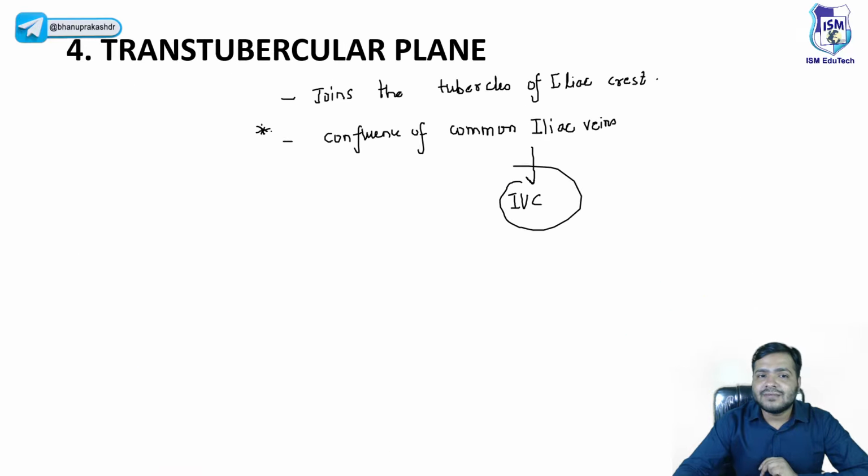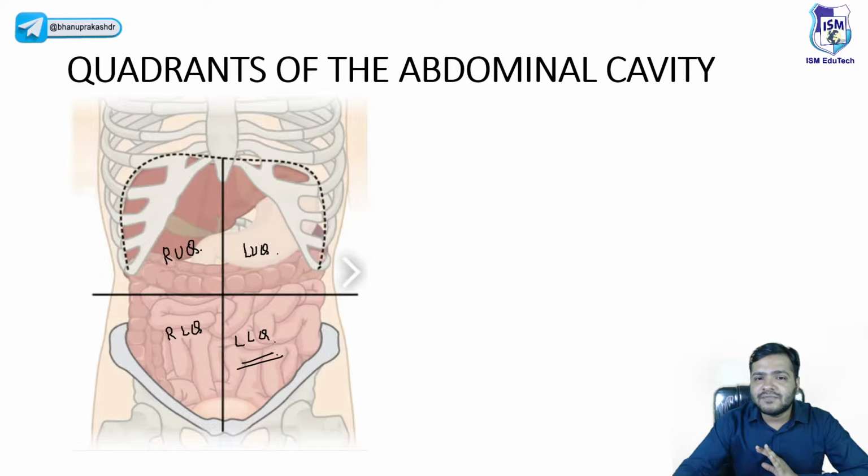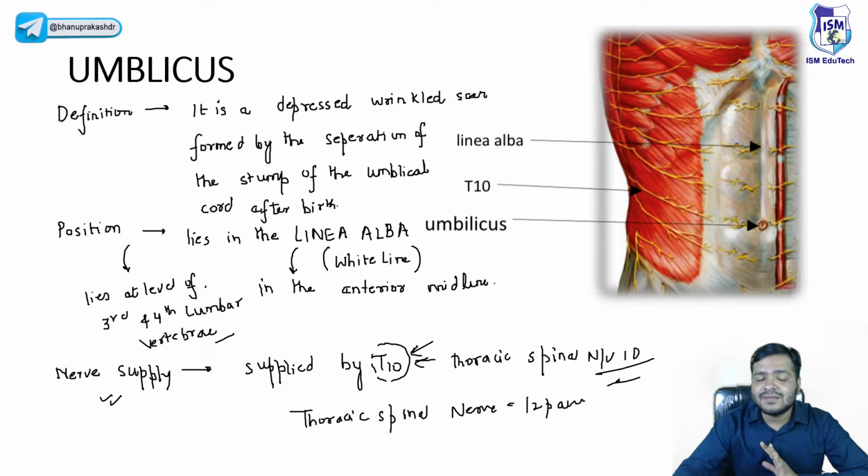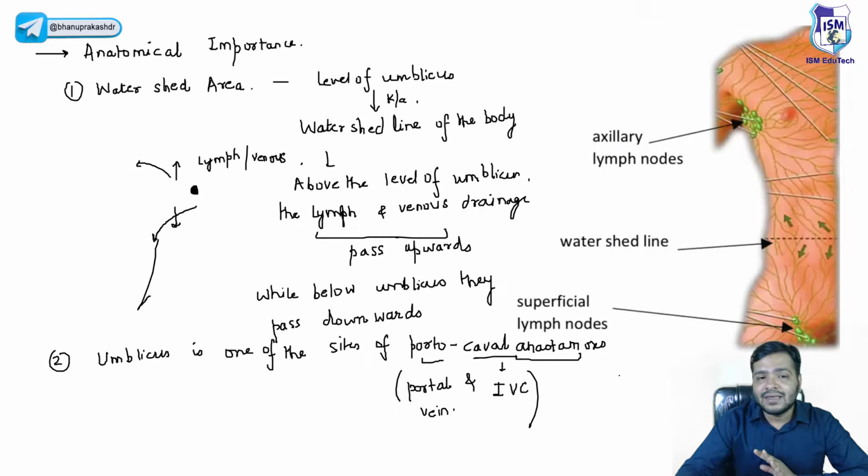So I have discussed all the planes. I have discussed the quadrants of the abdominal cavity and the regions of the abdominal cavity. I have discussed the umbilicus: the definition, the position, the nerve supply of the umbilicus, and I was discussing the anatomical importance.